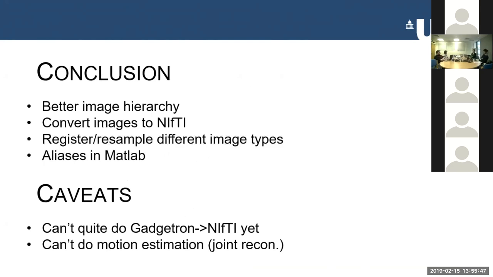So in conclusion, we've shifted around the image hierarchy in SIRF. We think it's a little bit better. Once we can do that, we can convert different image types into the NIfTI format. And once we can do that, we can then do any registering and resampling of the different image types. We also put in aliases into MATLAB. Caveats: we're not quite there with Gadgetron images. It's something I've been chatting about, well, you might have seen it in all of the email threads going around, something we're still trying to figure out. It's essentially just trawling through the ISMRMRD metadata and figuring out what that means for us on the SIRF side. And the second caveat is that we can't do motion estimation during the reconstruction process, which is something which obviously we need to be doing.